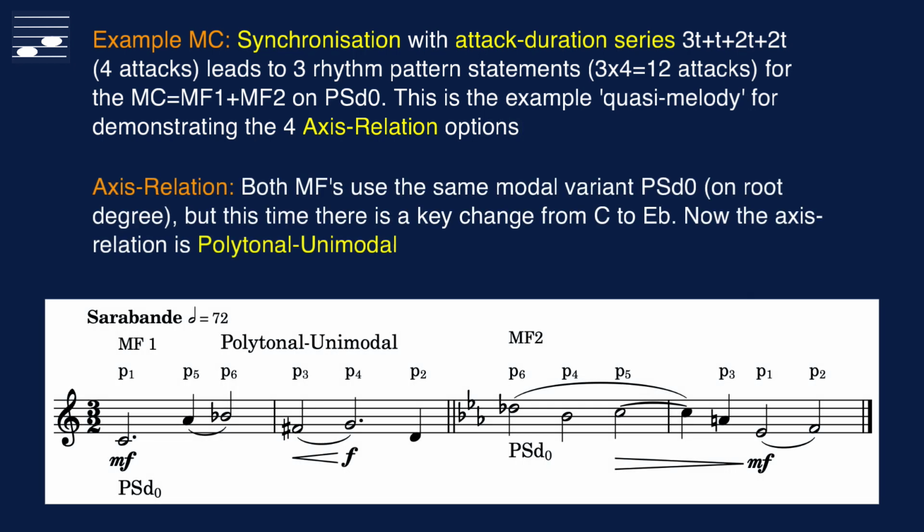The Sarabande is seen here with a key change from melodic form MF2, which is the original pitch scale PSD0 transposed to root degree E flat. So the modality remains constant while there is a change of key, and the axis relation therefore is Polytonal-Unimodal.